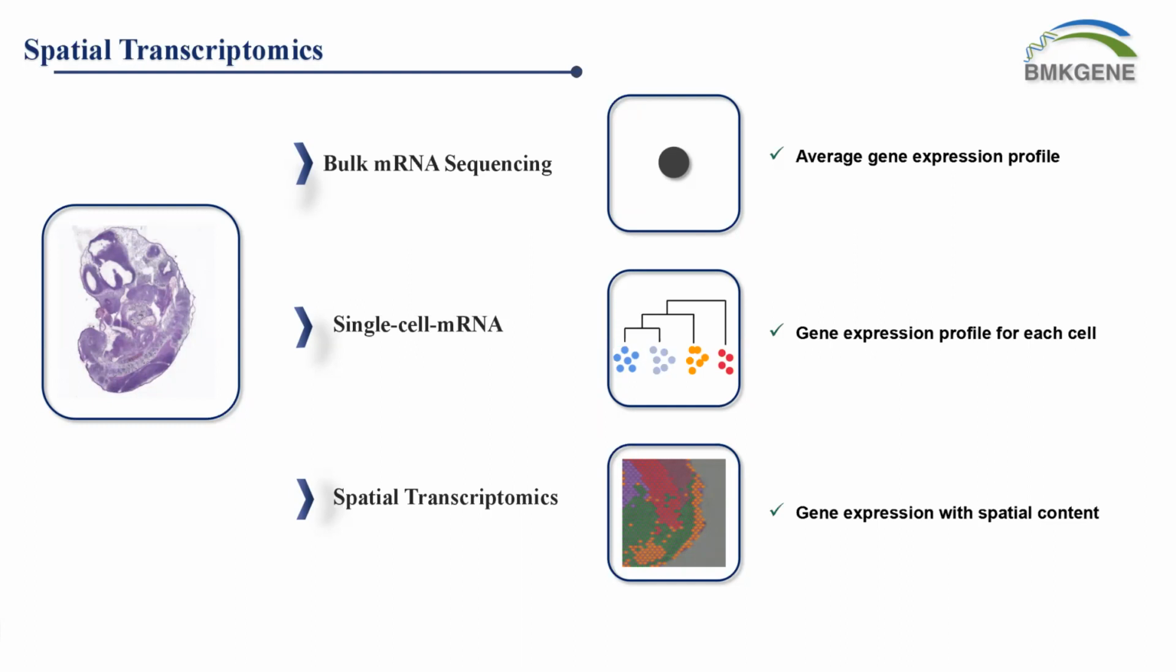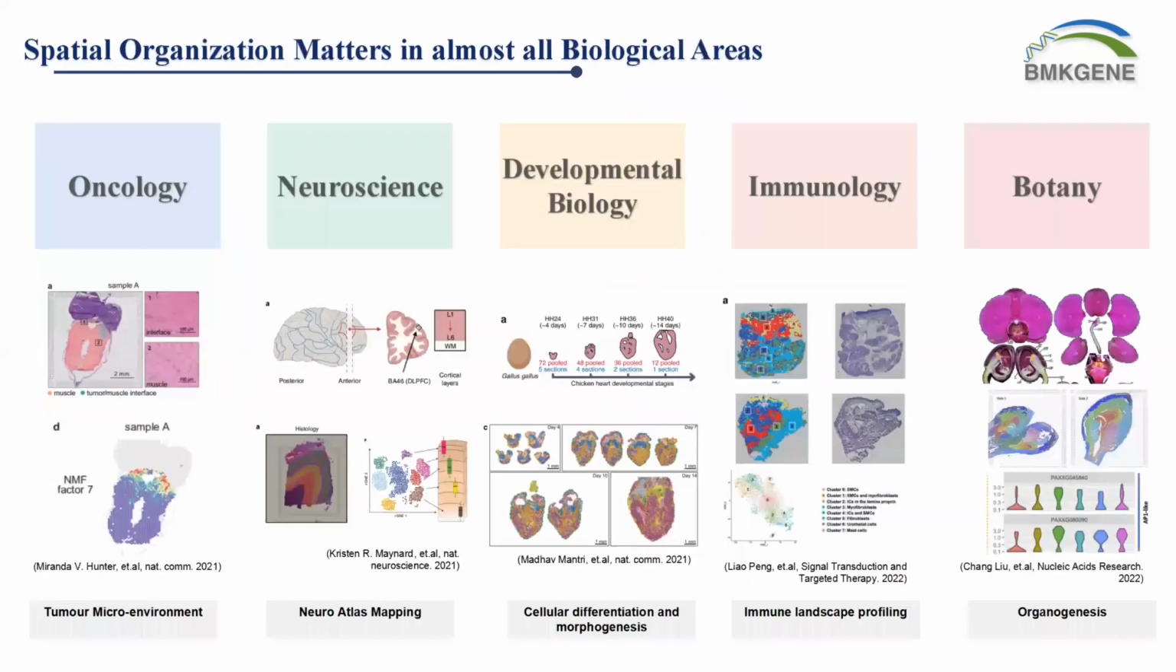So I will also give an example of how spatial organization can be very important in most biological areas. For example, in oncology studies, especially tumor microenvironment studies, there is a call for knowledge of the original environment of cells. The example that I showed here is looking at the tumors and the interface of the tumor with other tissues. And also in oncology, the spatial organization is very important for looking at different disease progress, like cancer pathology and immune infiltration as well.